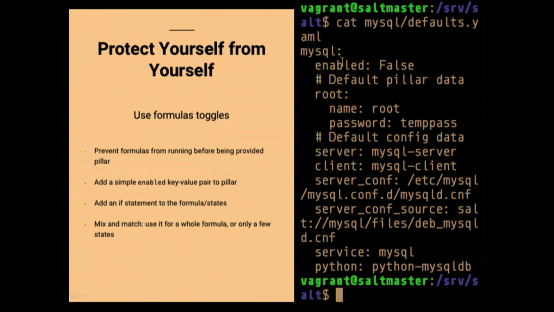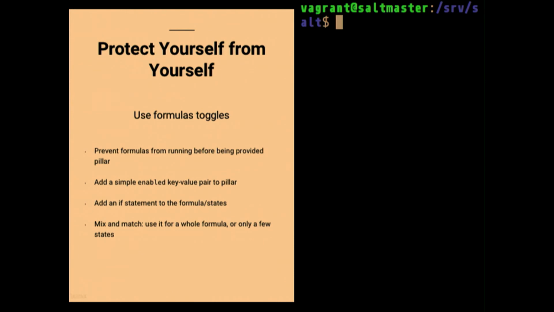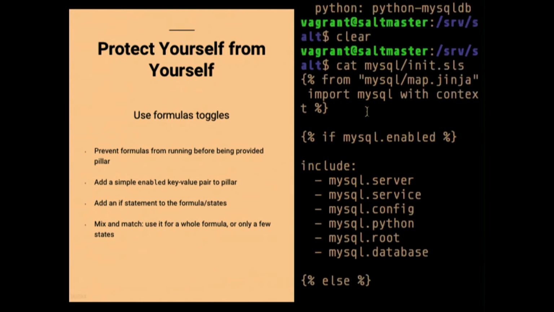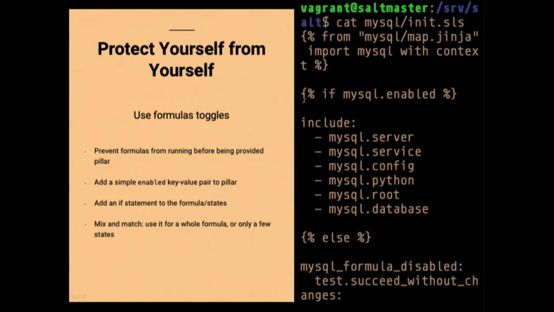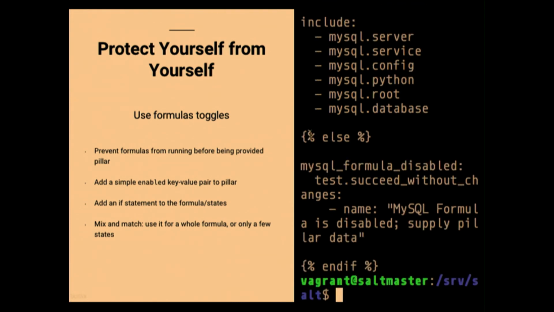And when you have this enabled equals false, all you need to do to set this up so it doesn't run is if I take a look at my init.sls, I just have this simple if statement, if MySQL.enabled, and that knows if that is false, not to run all of these includes that happens to be the majority of my MySQL formula. And this is the little else statement I added because I thought it would be nice and forgot about. But if it's false, it will output this MySQL formula disabled state that just sends me this little note that says the MySQL formula is disabled.